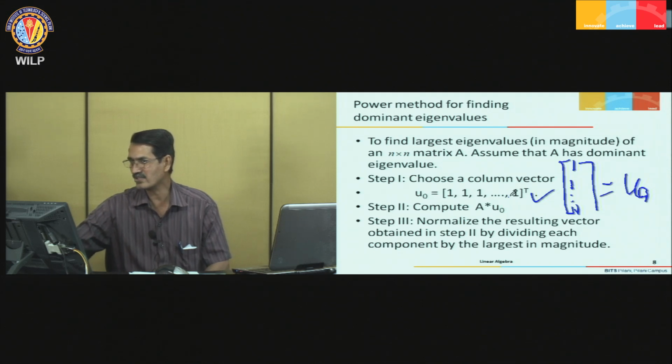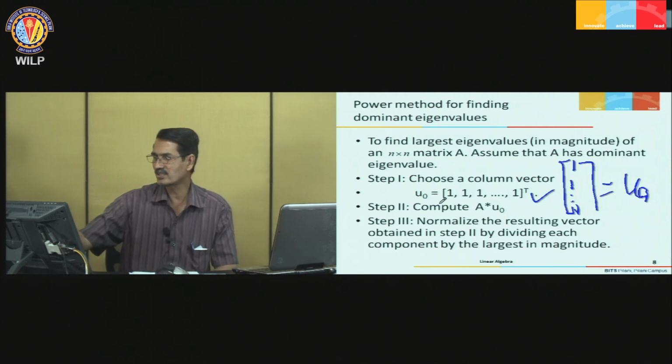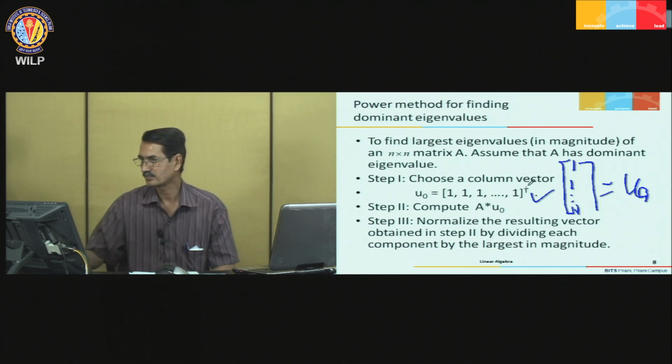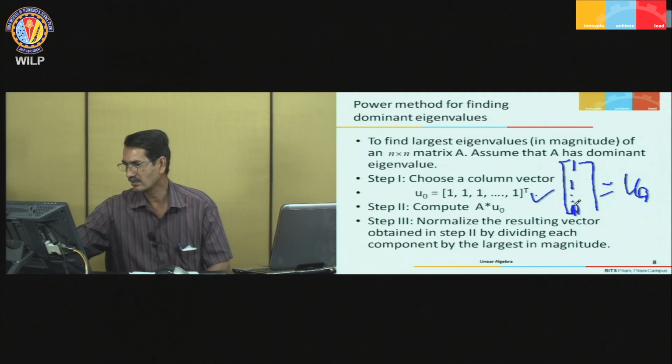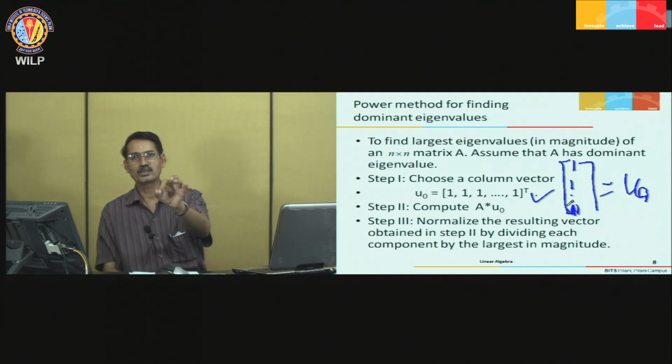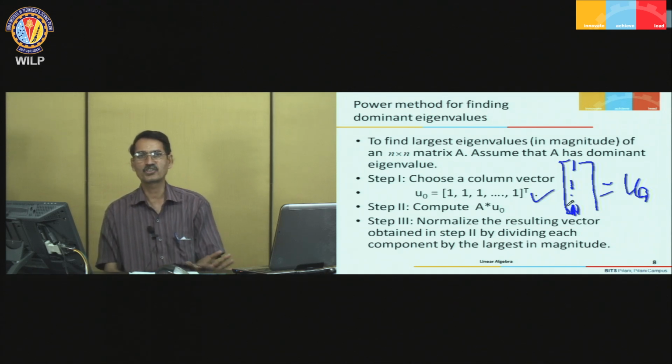I am writing the transpose just to save space. This is the transpose of this row vector, and the last entry is 1. So, first you always choose the starting vector U0 as 1, 1, 1 and so on up to 1. Step 1 will be over.